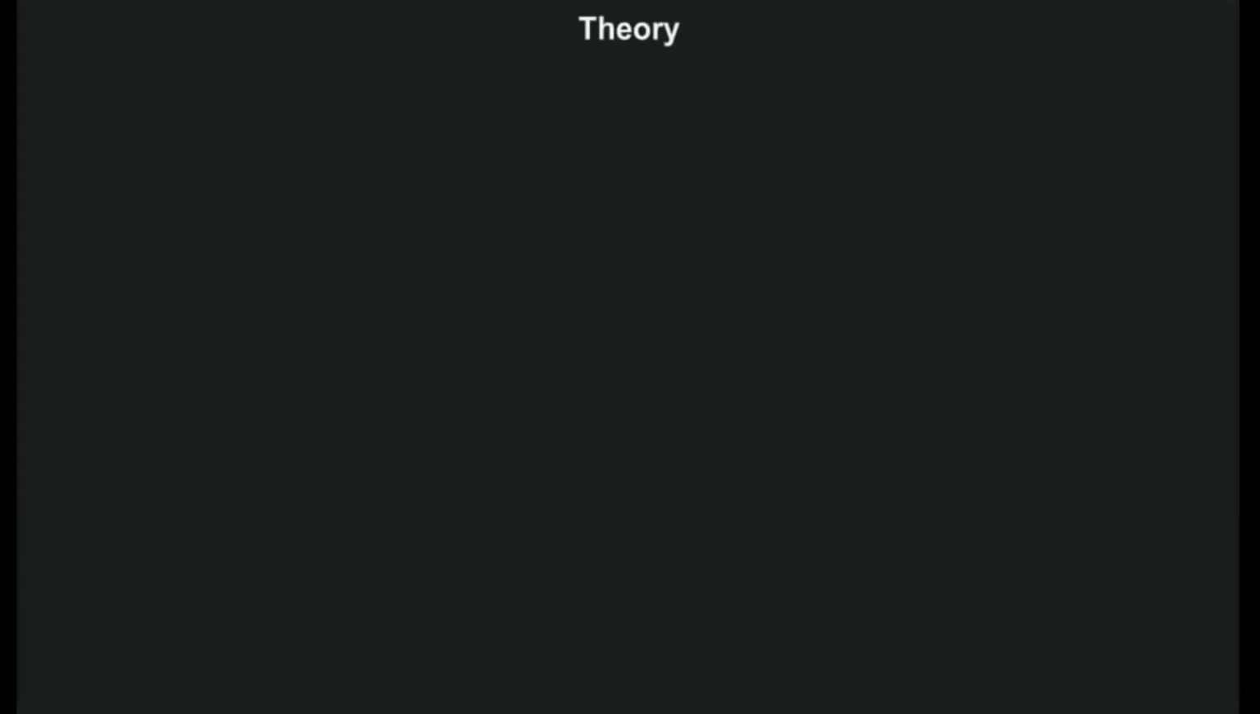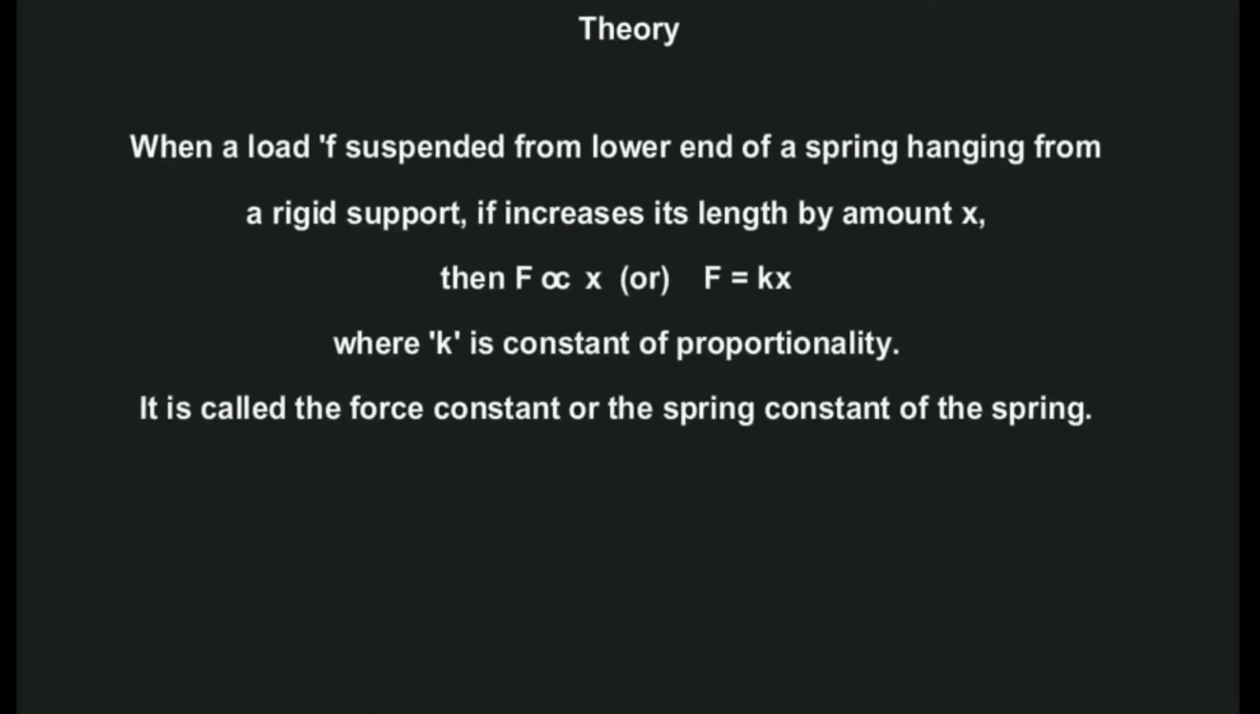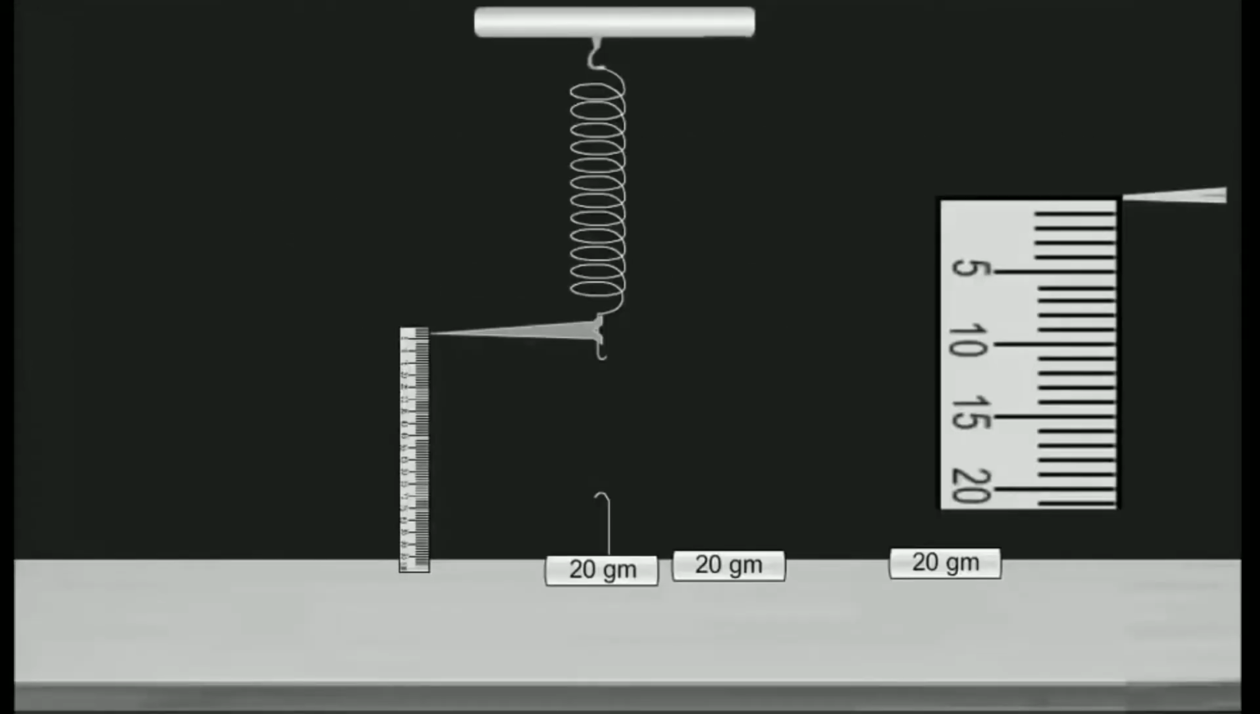Now see, in the actual experiment we are required to use this theory. That is, force is always directly proportional to the displacement x. That is, F is equal to Kx. K is a constant of proportionality, or the spring constant. That K we are going to find through this experiment. So let us see the experimental procedure through the video.